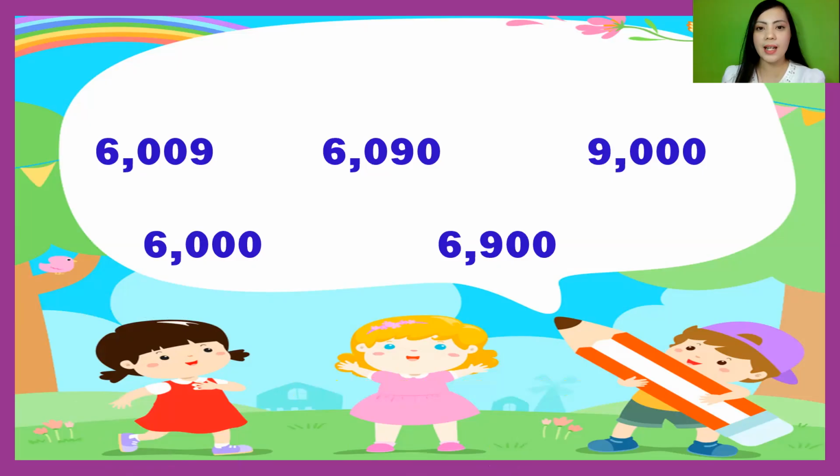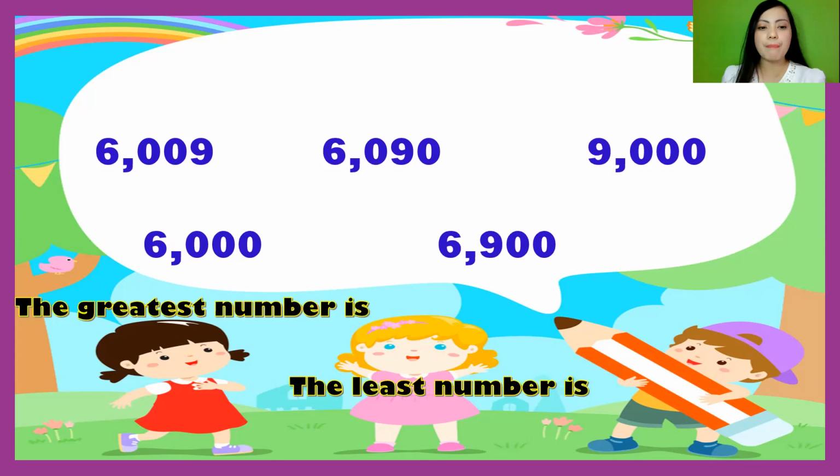All right, let's have another one: 6,009, 6,090, 9,000, 6,000, 6,900. What do you think is the biggest or the greatest number? And what is the least or the smallest number?